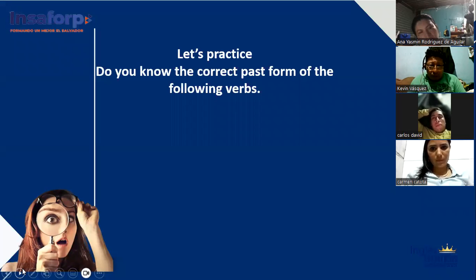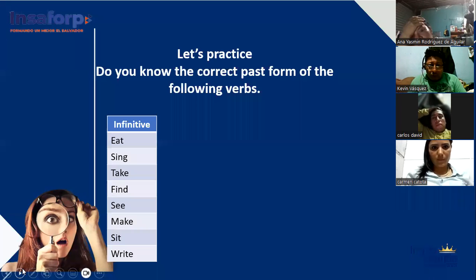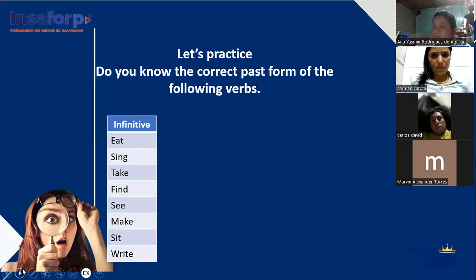Now let's practice. Do you know the correct form of the following verbs? ¿Conocen la forma pasada de los siguientes verbos? Eat, think, take, find, see, make, sit, and write. What is the simple past form of eat? Ate. Yes, you're right. Ate is the right simple past form of this verb.